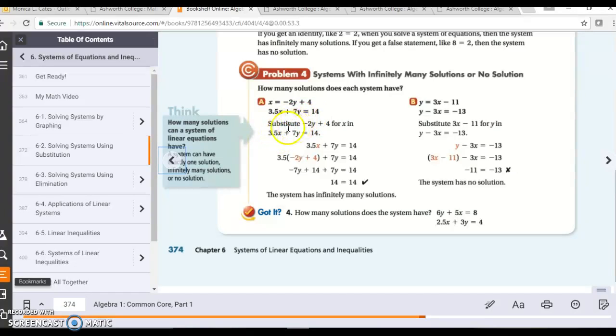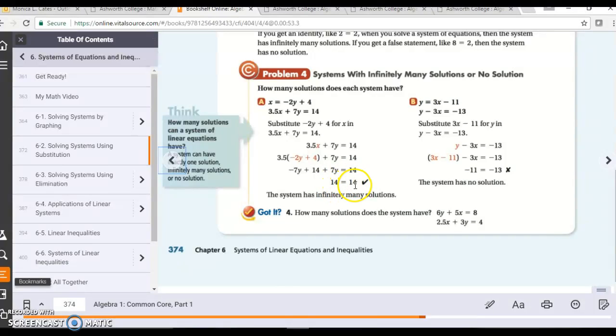So the first thing that they did was substitute negative 2y plus 4 in for x, because x equals negative 2y plus 4. So they took this amount and plugged it in for this x here. And so they plugged it in here and they multiplied, or used the associative property. And after they solved everything, they got 14 equals 14.